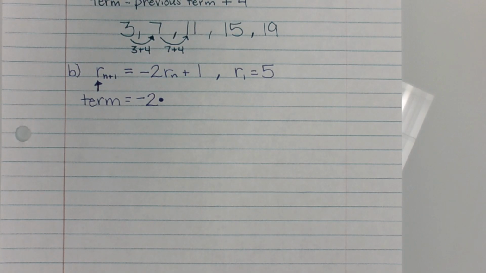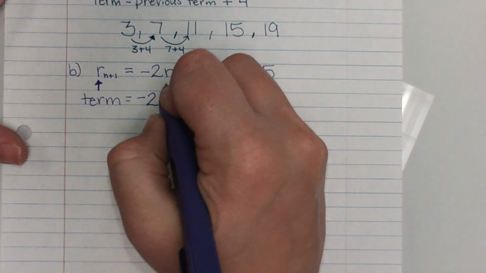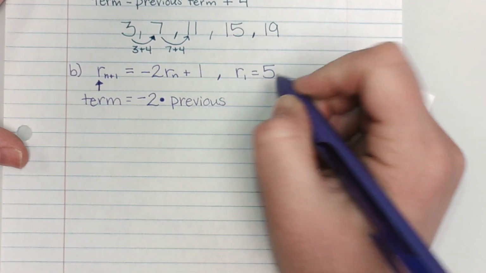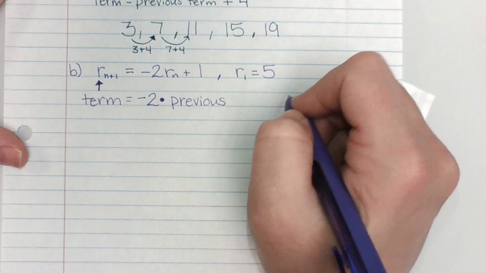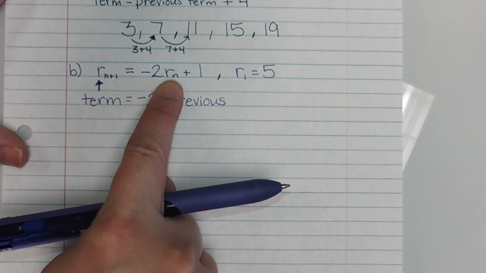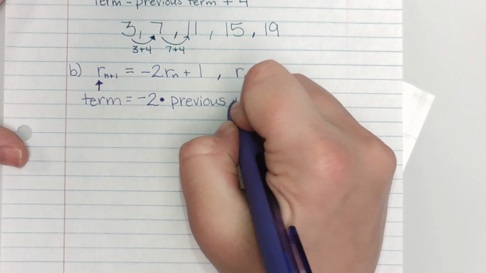r sub n compared to r sub n plus 1. What happened to the subscript? How much smaller is it from the term to this one? 1 smaller. If it's 1 smaller, it's 1 earlier, aka it's the previous term. -2 times the previous term plus 1.